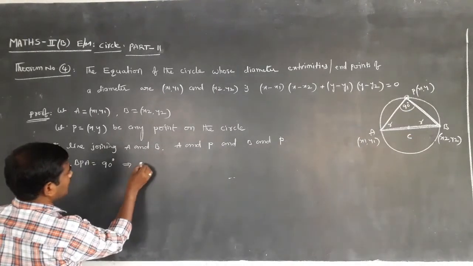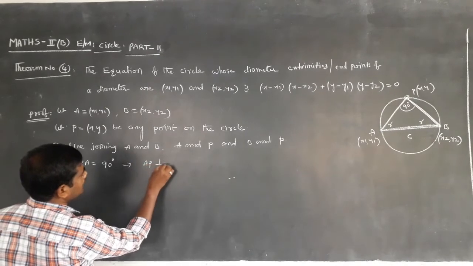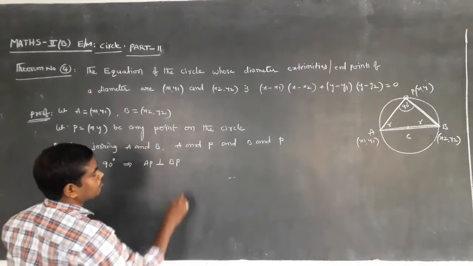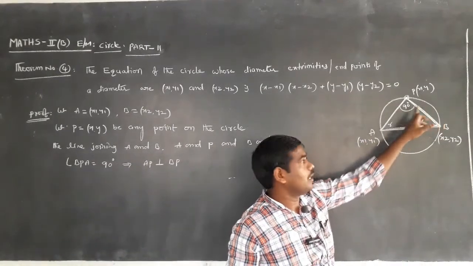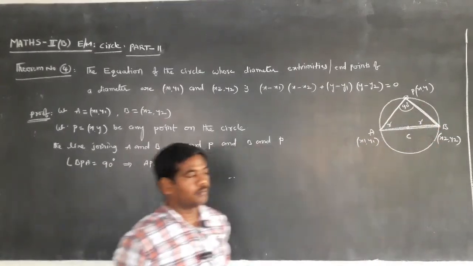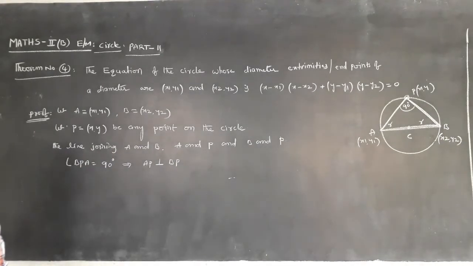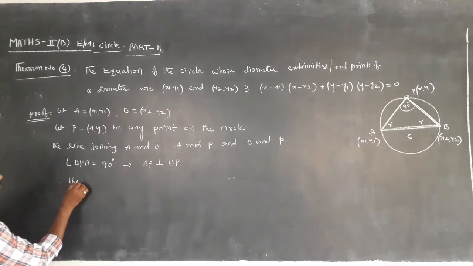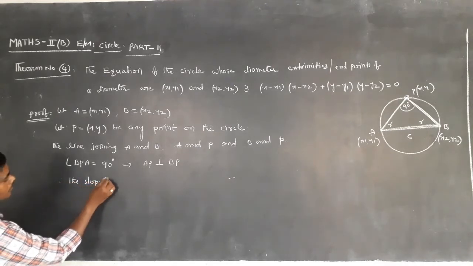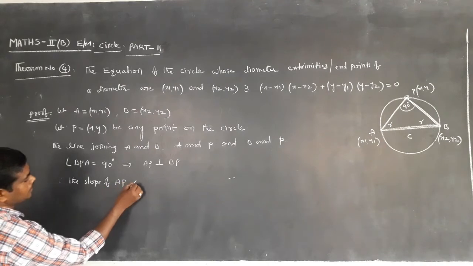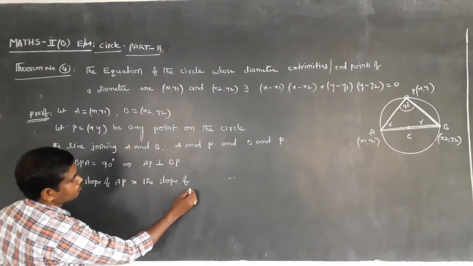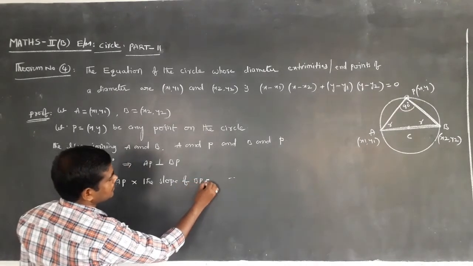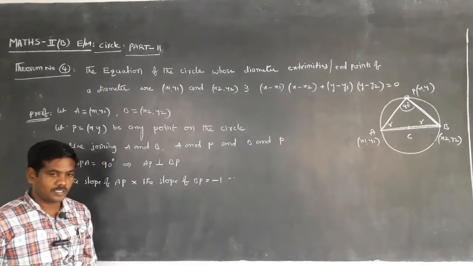This means the lines AP and BP are perpendicular. If two lines are perpendicular, then the product of the slopes is equal to -1. That means the slope of AP into the slope of BP is equal to -1.